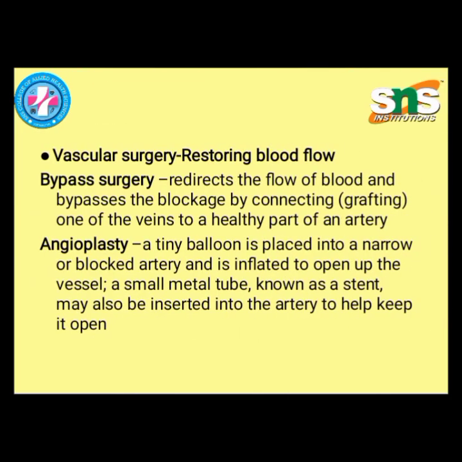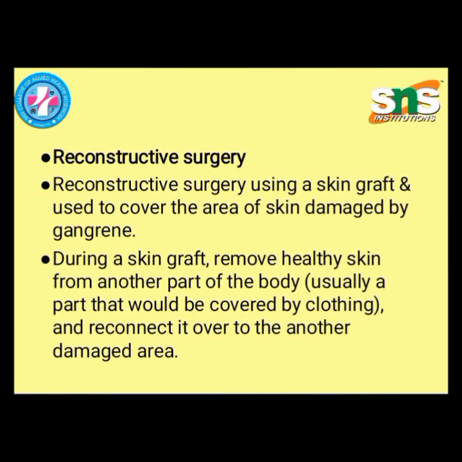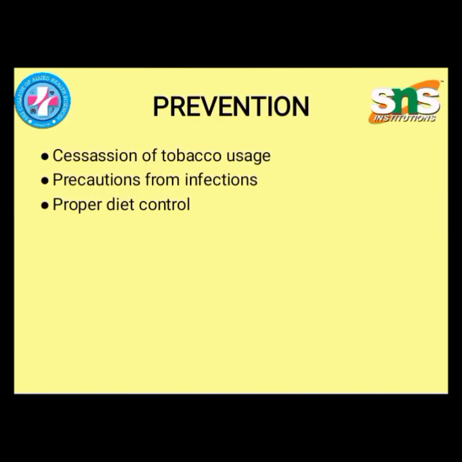And then vascular surgery to restore the blood flow. There are 2 types, bypass surgery and angioplasty. In bypass surgery, we are grafting, and in angioplasty, a tiny balloon is placed in the narrowed or blocked artery and inflated to open the vessel. And the last one is reconstructive therapy. In reconstructive therapy, it is just like grafting of skin. We can replace the normal tissue. And prevention is cessation of tobacco and healthy living. Thank you.